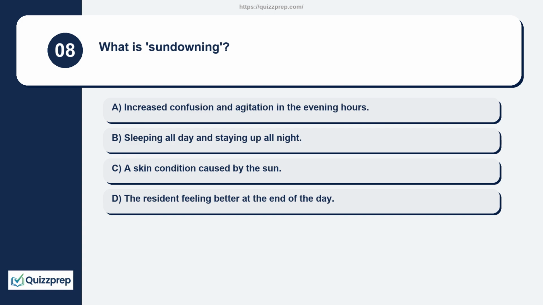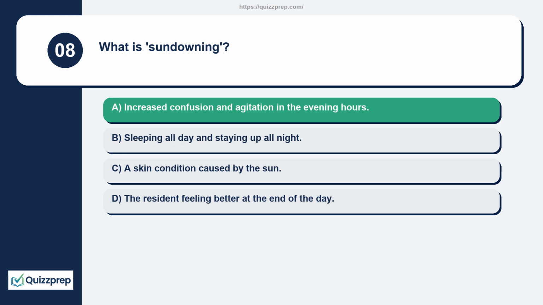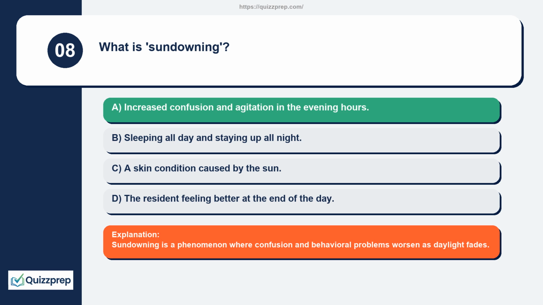Question 8. What is sundowning? Increased confusion and agitation in the evening hours, sleeping all day and staying up all night, a skin condition caused by the sun, or the resident feeling better at the end of the day? Sundowning is a phenomenon where confusion and behavioral problems worsen as daylight fades.